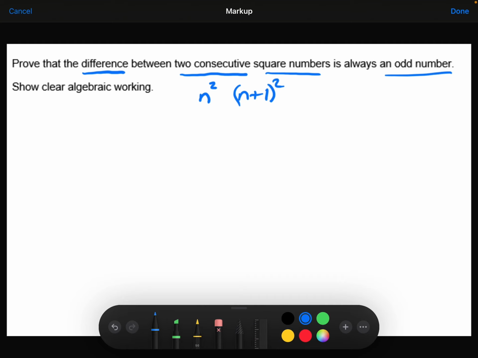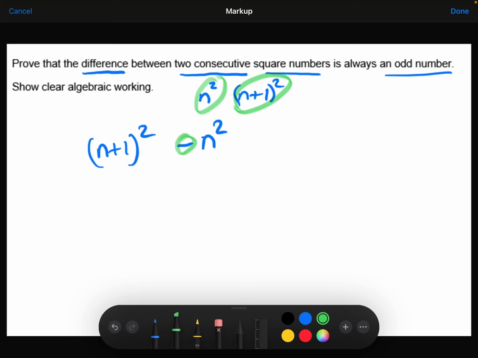So the difference between them, I want to do the bigger one take away the smaller one. So this is the difference between the squares of two consecutive numbers.